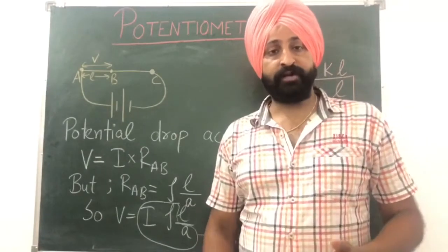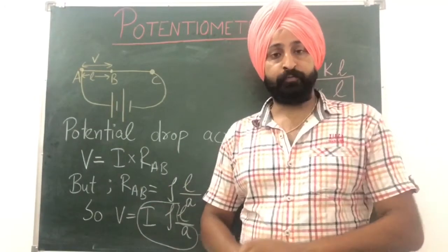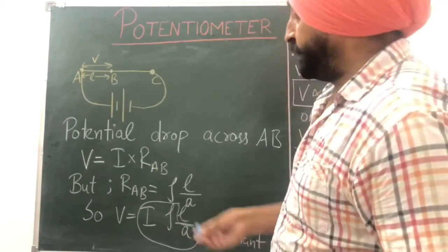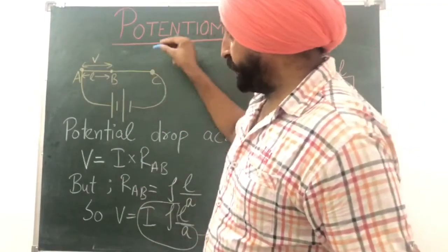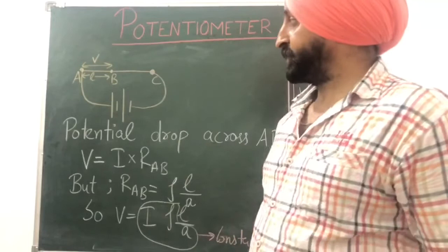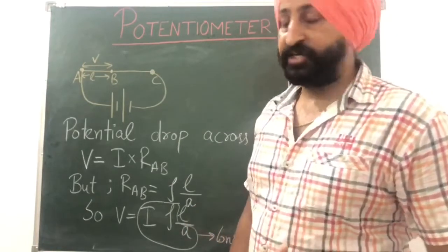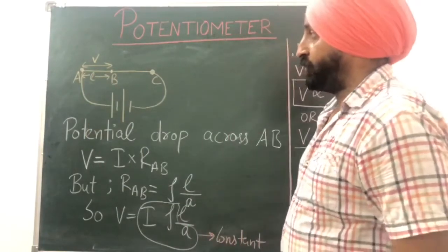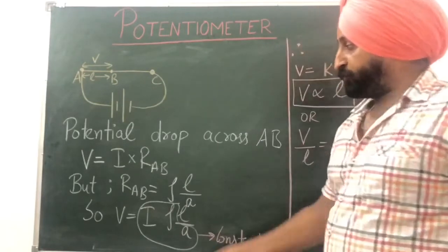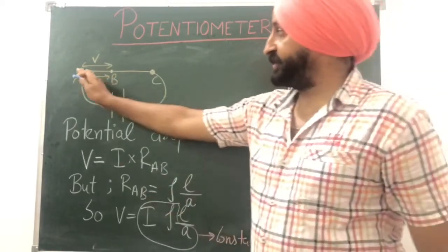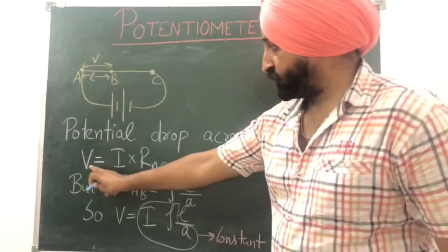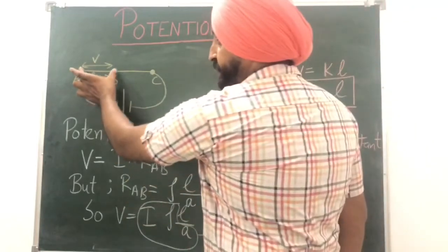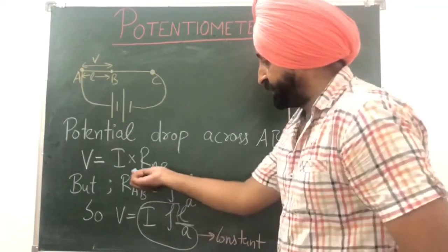Now to prove our point, which we have discussed earlier, that potential across any length of a wire will be proportional to the length of that wire, let us take a diagram in which we have a wire of length AC, and you want to calculate the potential across the length L, that is between points A and B. Now let that potential be V. The potential drop across this length AB will be equal to V, and V will be equal to I into the resistance between these 2 points, the resistance between A and B.